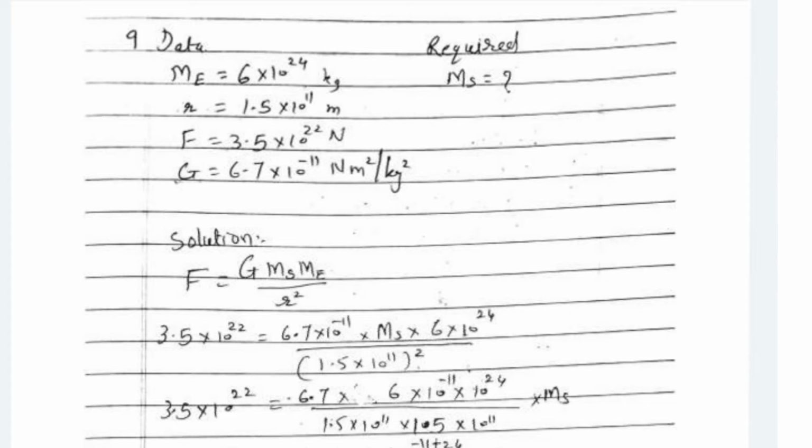So let us use the formula F is equal to GMm upon r square. What is G? Capital M is mass of sun and small m is mass of earth. Right? So we are replacing capital M by Ms and small m by Me, and upon r square.